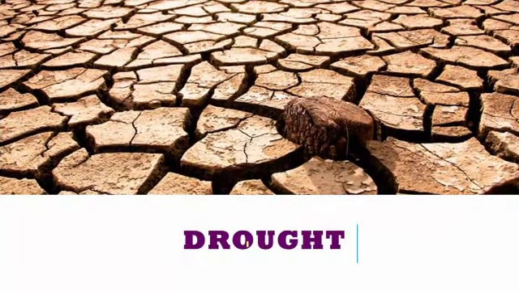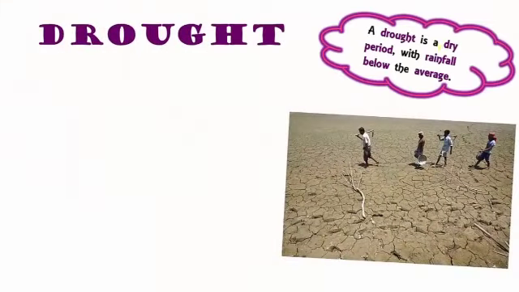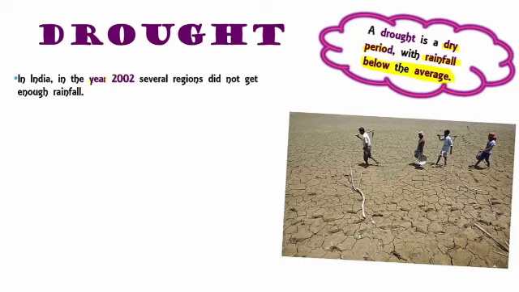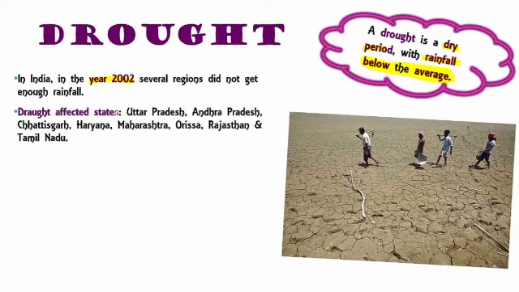We'll move on to what is drought. Now, drought is a dry period where the rainfall is below average. In India, in the year 2002, several regions did not get enough rainfall and they declared these areas as drought affected. So the drought affected states of India were Uttar Pradesh, Andhra Pradesh, Chhattisgarh, Haryana, Maharashtra, Orissa, Rajasthan, and Tamil Nadu. So these were said to be drought affected states.